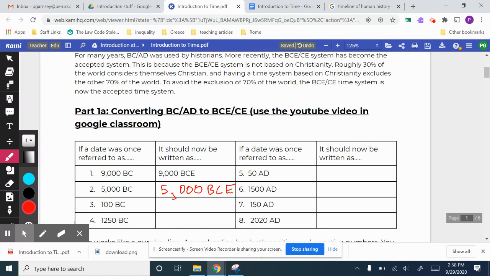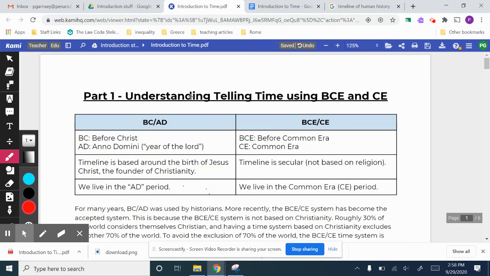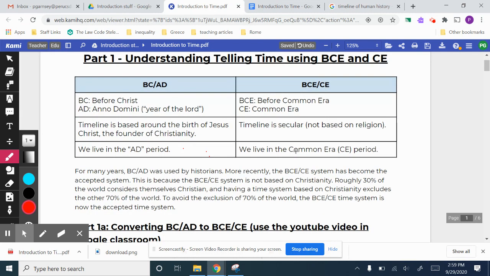Same thing for AD. AD would become CE. So a date that is 50 AD would be 50 CE. A date that's 1500 AD would be 1500 CE. These dates would refer to the same time period, just like these dates would refer to the same time period. It's just which system is being used: BC AD, a system based on Christianity, or BCE CE, a more secular system that is not based on religion.